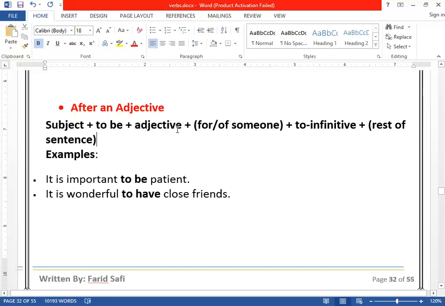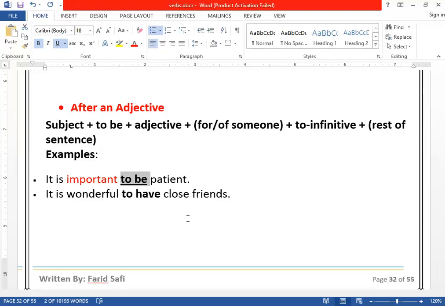After the adjective, we want to use an infinitive. Look here: it is important. Important is an adjective. After the adjective we use an infinitive. It is important to be patient. It is necessary to leave. It is good to leave. It's better to leave. Clear?